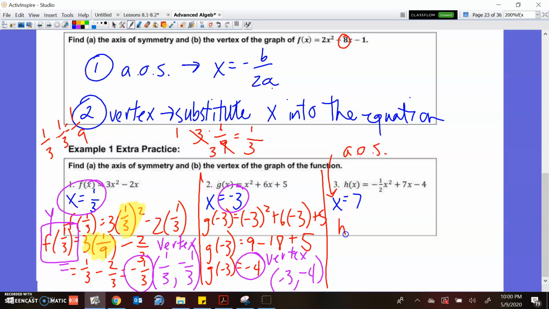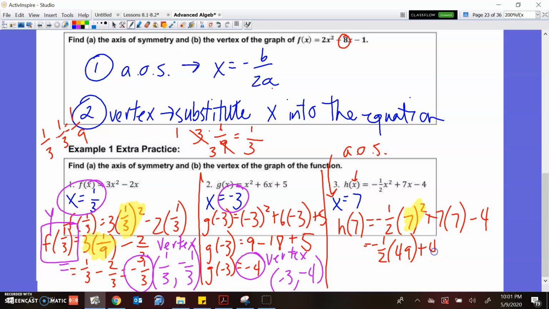All right, now I'm going to substitute every x I see with 7. So this is going to say h of 7, which means I'm evaluating this function when x equals 7. So it's negative 1/2 times 7 squared plus 7 times 7 minus 4. Okay, all right. So again, follow PEMDAS. 7 squared is what I need to evaluate first. So I get negative 1/2 times 49 plus 49 minus 4.